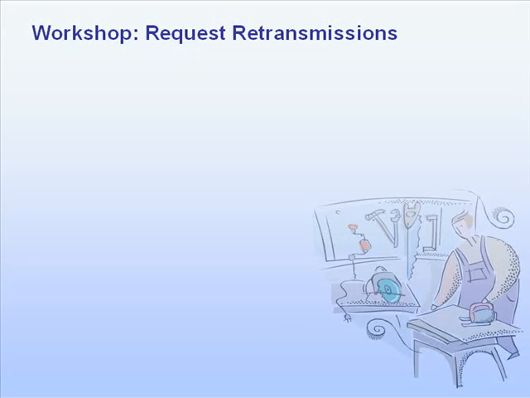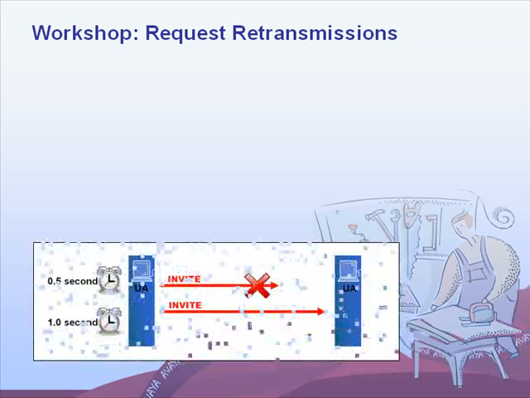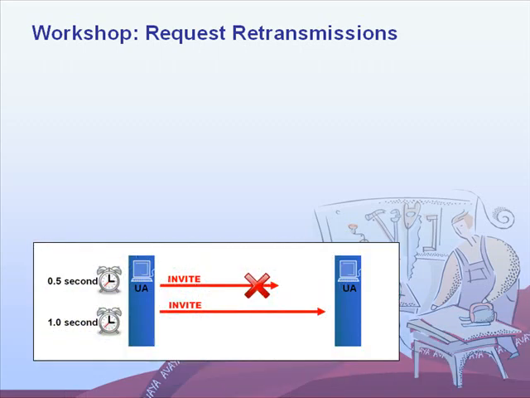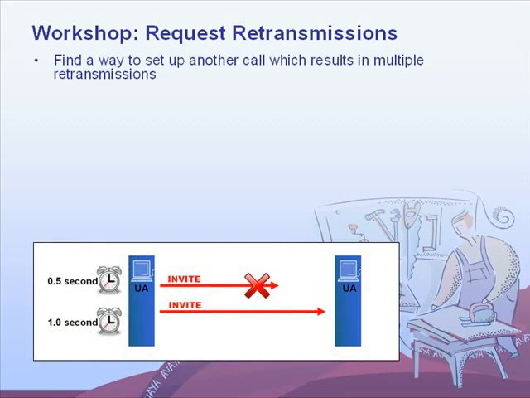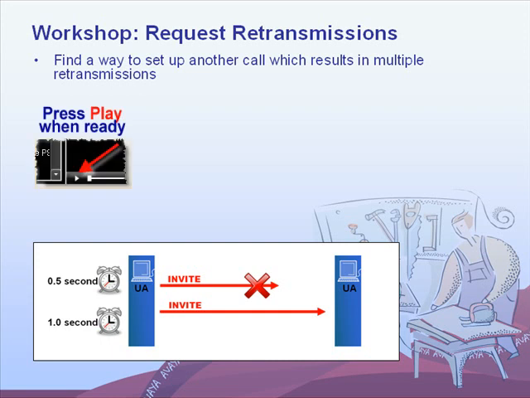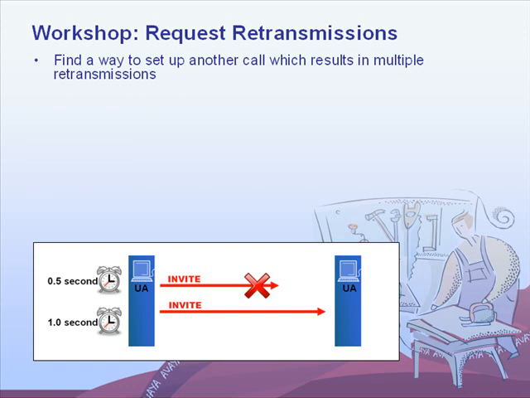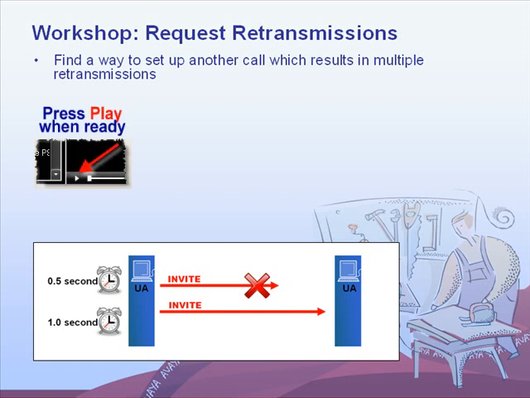It's time for you to do some analysis again now, this time on the subject of reliable delivery and retransmissions. I'd like you to figure out a way of organizing things at your user agent so that when you set up another call, it will retransmit the request a number of times. Why not do that now, then press play when you've done it? If you need a clue about how to set things up for retransmissions, press play and I'll give you a tip. If you need a clue, consider the dial-out address that you choose to use in your user agent.